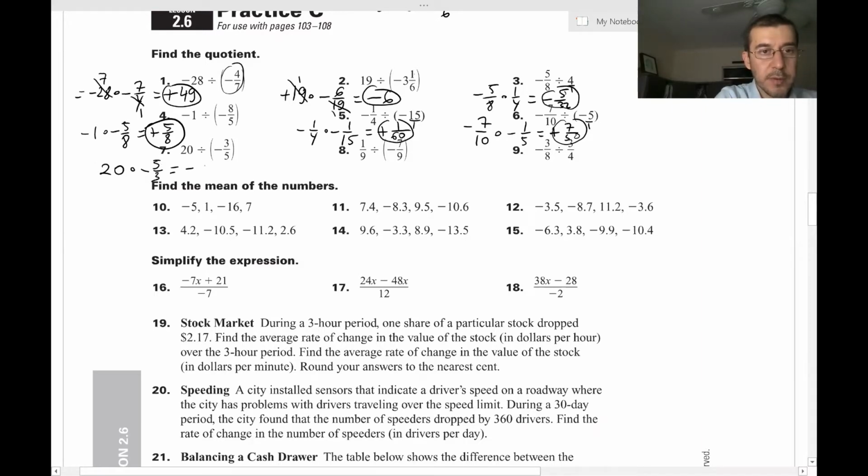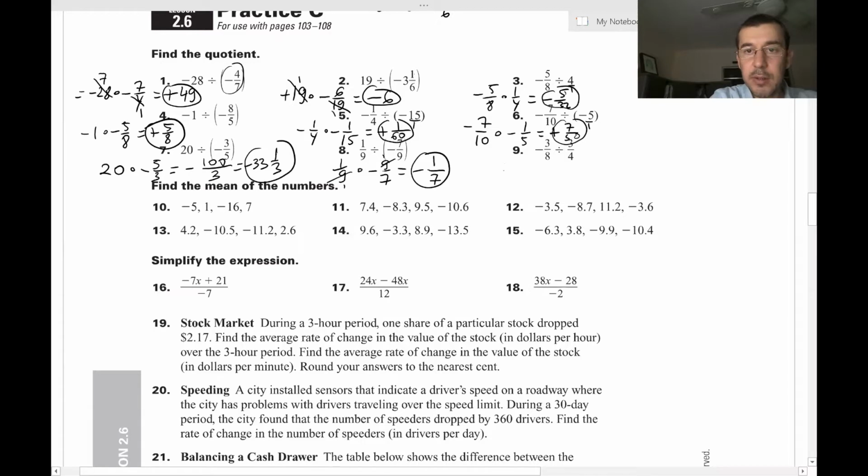20 times 5 is 100 over 3. Or this is 33 wholes and 1/3, because 33 times 3 is 99, and then plus 1 is 100. Number 8, 1 over 9 times minus 9 over 7. 9 and 9 cancel out by 9, 1. So plus times minus, minus, 1 times 1, 1 over 1 times 7, 7, minus 1 over 7.